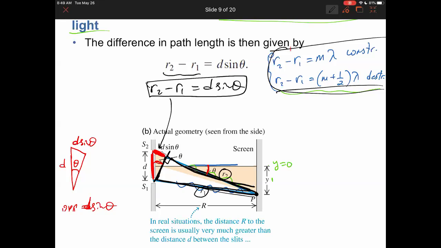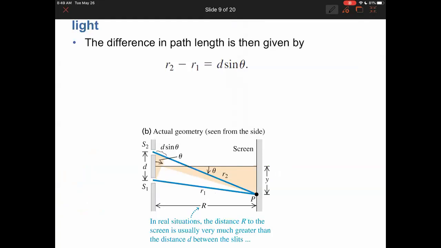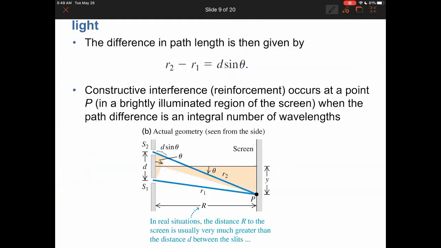All right, so let me clear this. Then what we have is this. The constructive interference, reinforcement, occurs at a point P in a brightly illuminated region of the screen when the path difference is an integral number of wavelengths. That means R2 minus R1, which we can also write as d sine theta, is equal to m times lambda. If R2 minus R1, which is the same as d sine theta, equals m times lambda, that is going to be constructive interference.